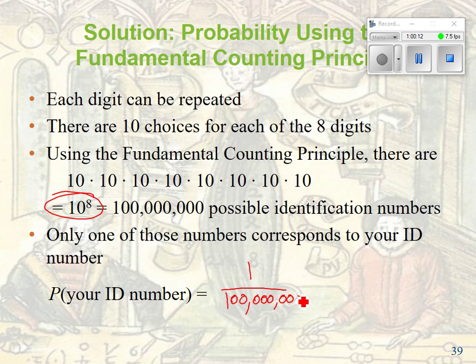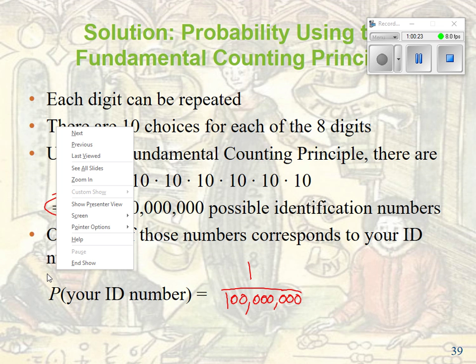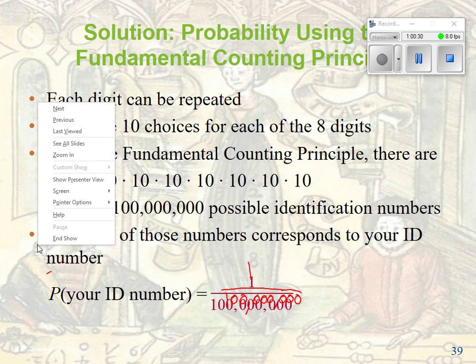The Social Security number has 7 or 9 digits. There's 8. No, it's 9. Yeah, that's 9. It goes 3, 2, 4. Oh, yeah. So 1 out of 100 million.